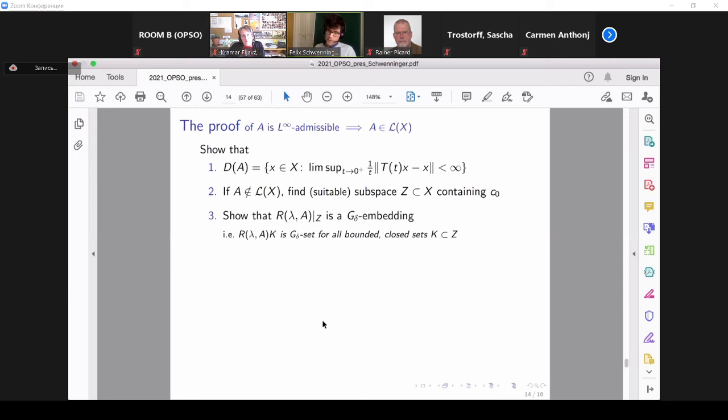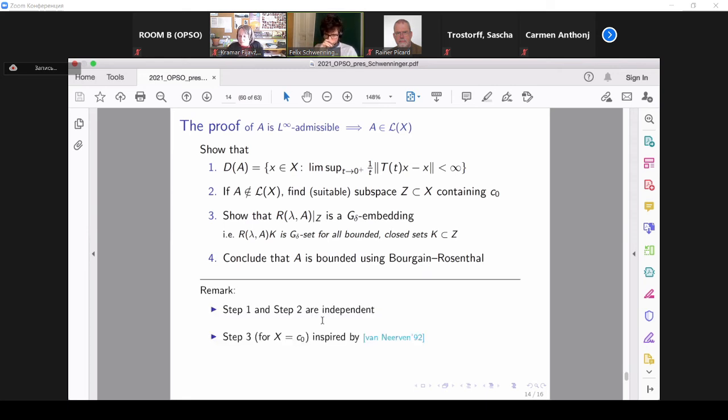The third item, and this is maybe the most interesting one, is that you show that the resolvent operator restricted to the subspace C is in fact a G delta embedding. And I wrote down what this means. This means that for any bounded closed subset K of the subspace C, the set resolvent applied to K is a G delta set. And I will explain in a second why this is an important property. And finally, we conclude from this that actually A is a bounded operator by using a lemma from Bourgain and Rosenthal. And this is a deep result actually about isomorphisms on Banach spaces.